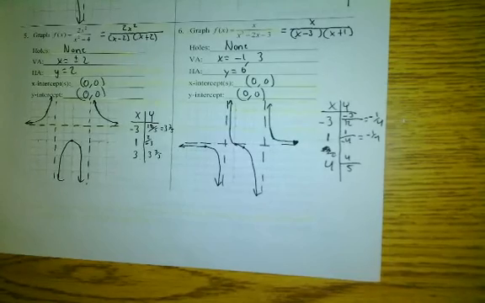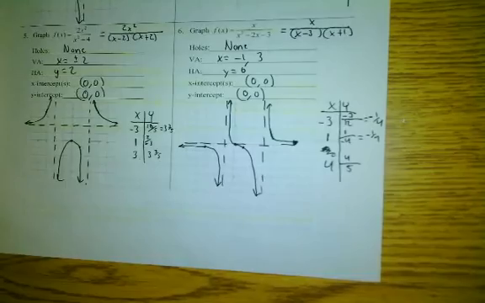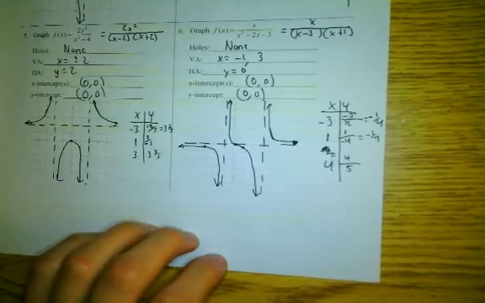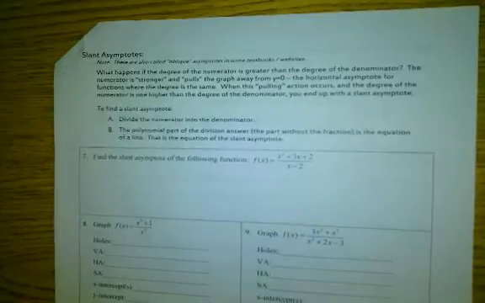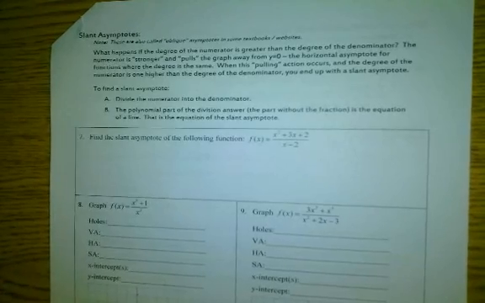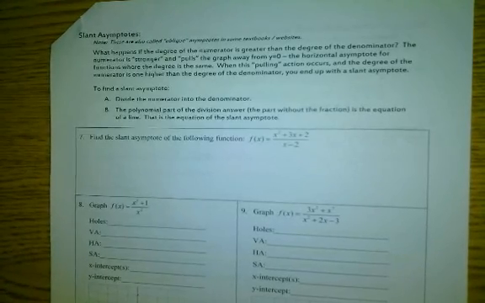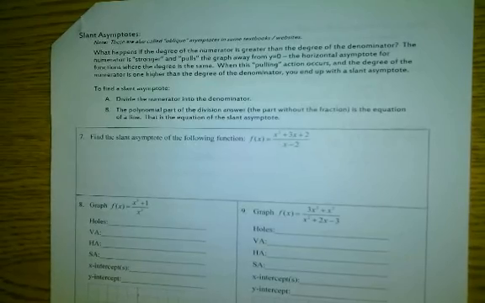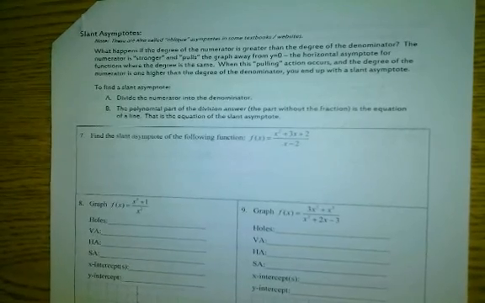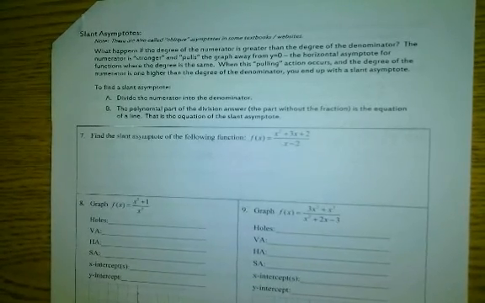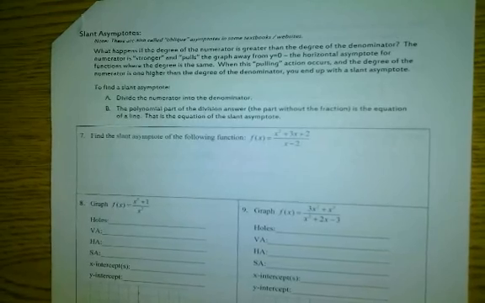Now I'm going to introduce you to another kind of asymptote. Some of you may have seen it before, some of you may not. They're called slant asymptotes, also known as oblique asymptotes. If you hear either term, they're referring to the exact same thing. You knew that if the degree of the numerator was greater than the denominator, you did not have a horizontal asymptote, correct? Well, now I'm telling you that you have something called a slant asymptote.